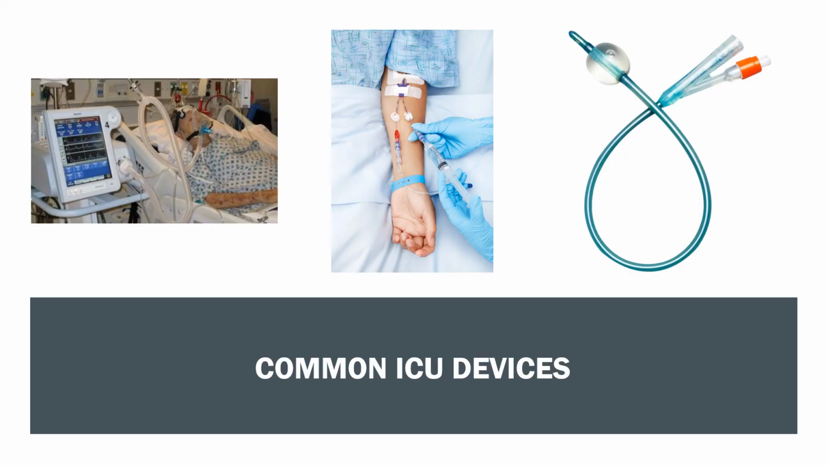Here on this next slide are just some pictures of common devices used in the ICU that can, when used, increase the chances of a patient acquiring any kind of infectious disease. On the left there is the ventilator, in the middle is an IV line and catheter, and here on the right is a urinary catheter. Any of these three devices can increase the chances of a patient receiving an infectious disease, especially if they are in the hospital for a longer amount of time.